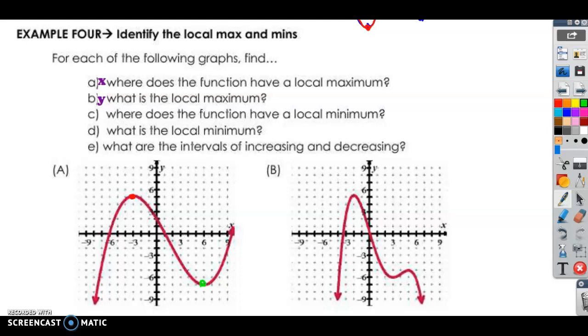All right, now for B, we see the maximum up here, but then it looks like we've got a minimum because it turns around, goes right back up, and then we've got another maximum. So we're going to have two maximums. So see if you can do those problems for practice, and then I'll show you the answers.